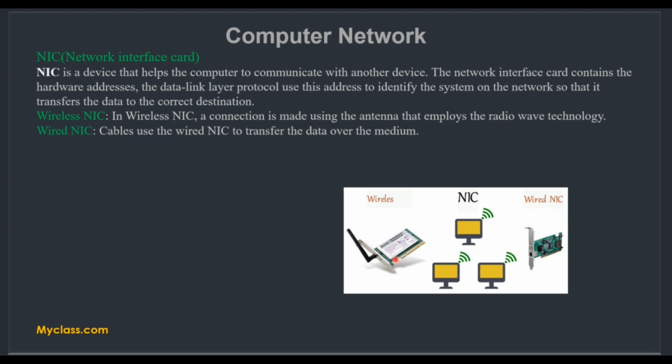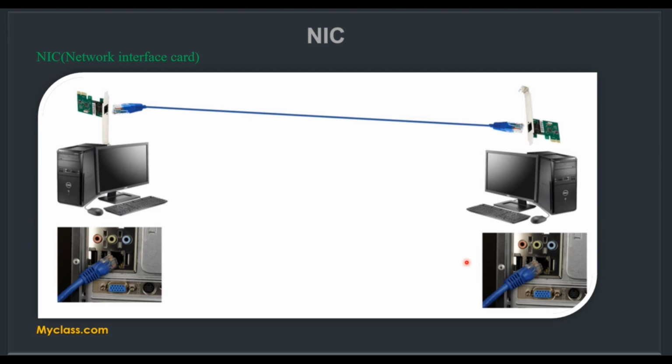For the normal communication of information through post letters, we must have a particular address, a unique address. So that unique address is held by the network interface card. There are two types of NIC, wireless NIC and wired NIC. In wireless NIC, a connection is made using the antenna. Like this, we have an antenna. Through this, no wires are used, that is the only difference. But in the wired NIC, we can connect to the network interface card through a wire. That is the difference between wireless and wired NIC.